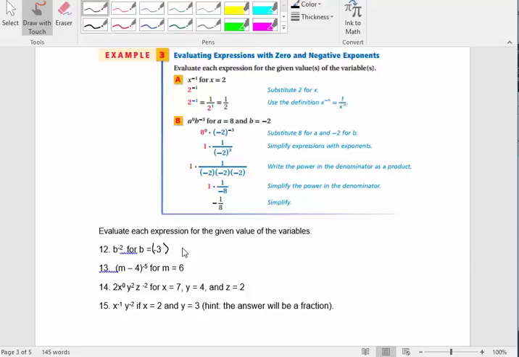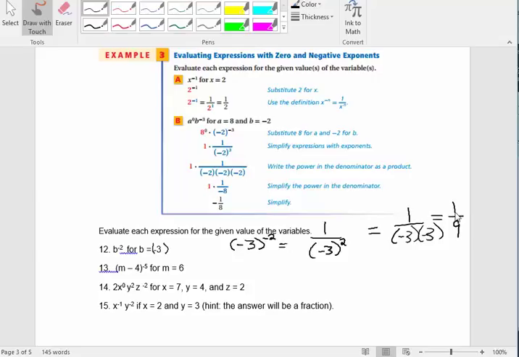So in number 12, we have negative 3 to the negative 2 power. Well, because it's a negative exponent, I'm going to turn that into a fraction. Keep the negative 3 in parentheses. So this means 1 over negative 3 times negative 3. And negative 3 times negative 3 is a positive, so we get 1 over 9. So especially whenever your value that you're substituting is a negative, use parentheses.